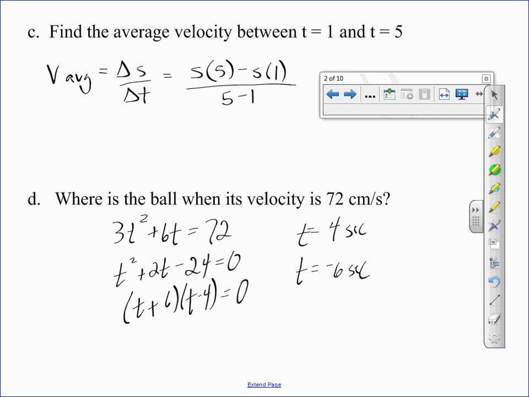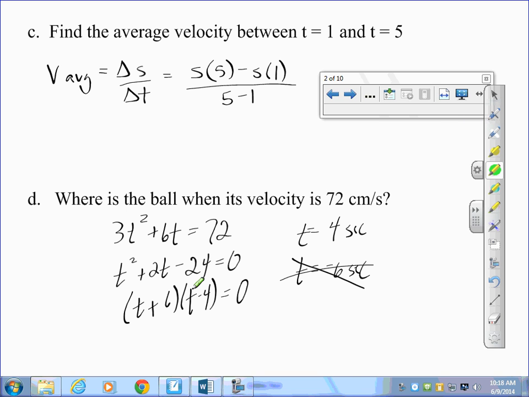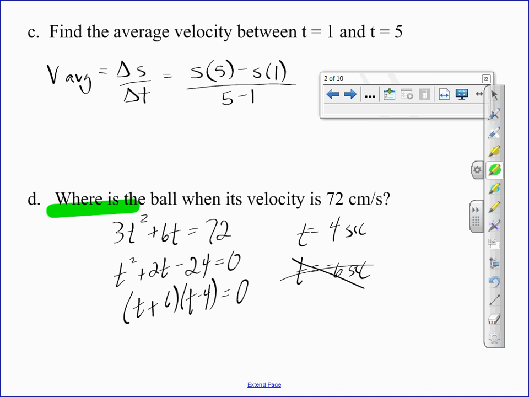And as you can probably think to yourself right now, we need to reject that answer. You can't go back in time. So that time is 4 seconds. But we didn't answer the question yet. We're asked to find where is the ball.